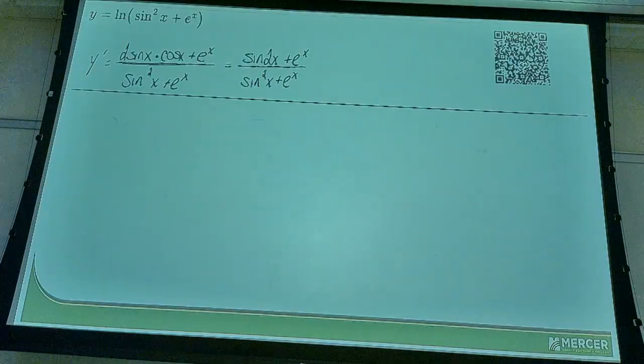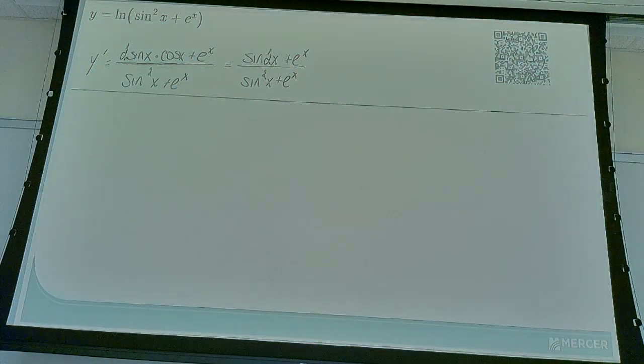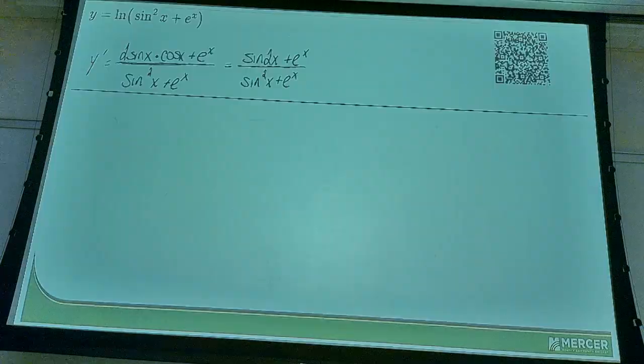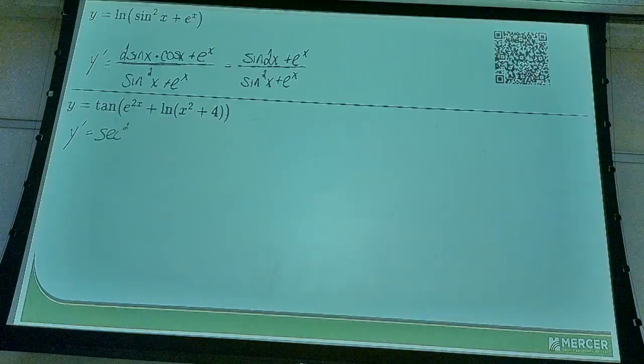Well, that was boring. I'll skip that one because that one's boring. This one's more interesting. What kind of function are we dealing with? Tangent. What's the tangent rule? Secant squared, tangent.